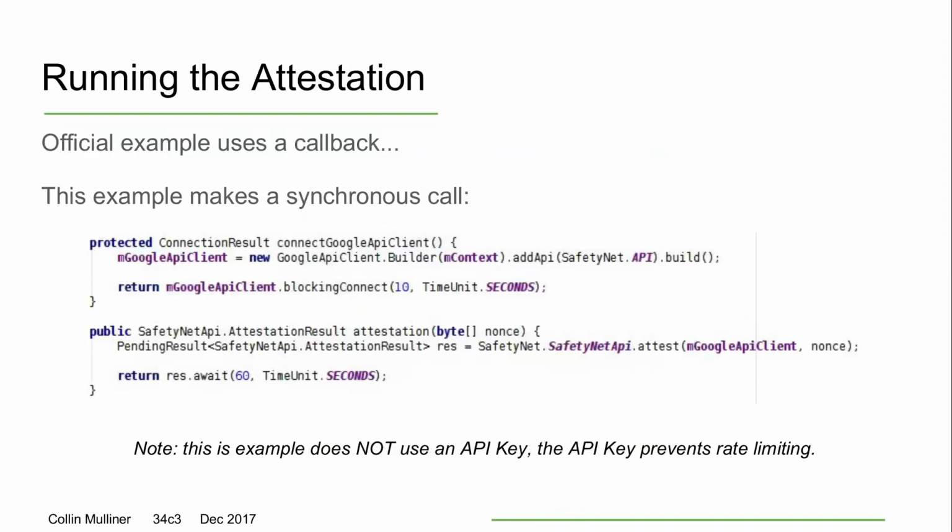this is probably the only piece of code I'm actually going to show. It's basically just how you call it. SafetyNet is part of the Google API client. And you basically just say, I want a connection to the SafetyNet API, and then you just call it.